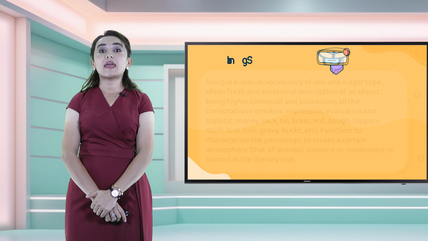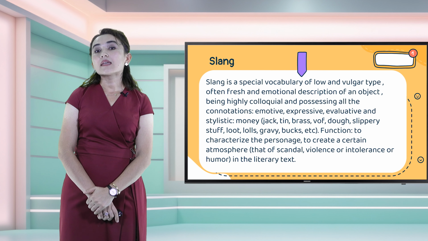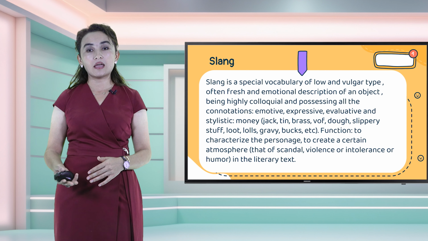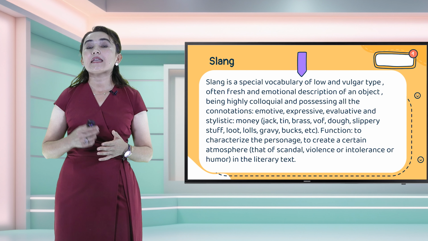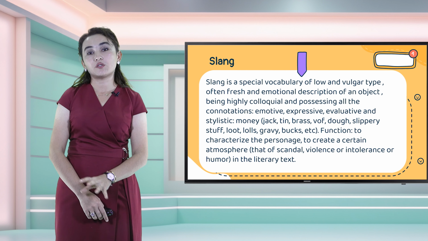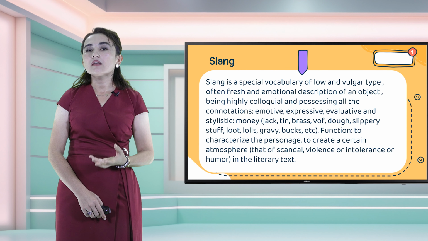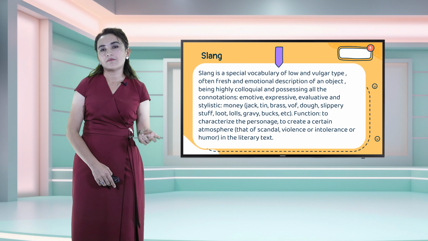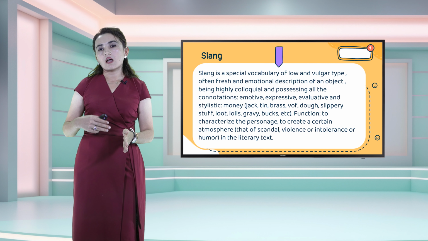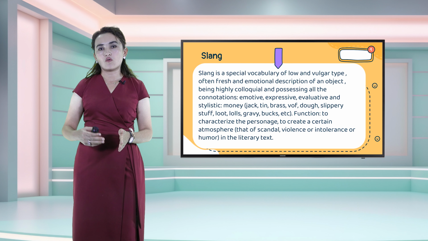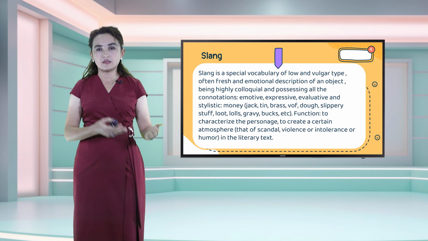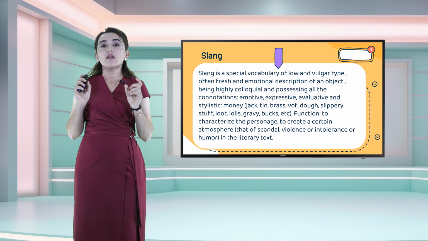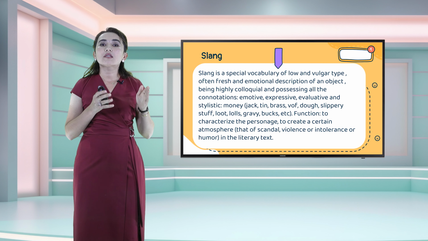Now, slang. Slang is a special vocabulary of low and vulgar type, often a fresh and emotional description of an object, being highly colloquial and possessing all the connotations. Here, I'd like to give you some information about denotations and connotations. The words have denotative meanings and connotative meanings.